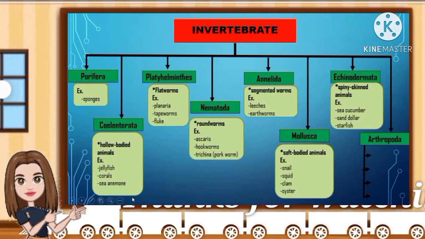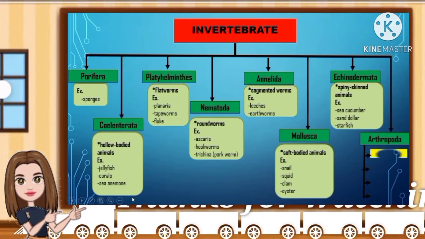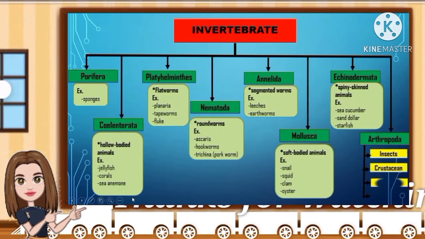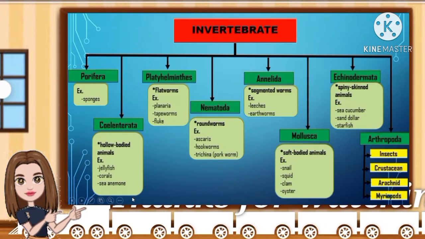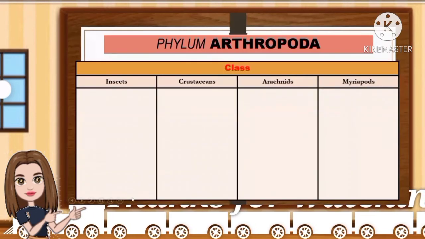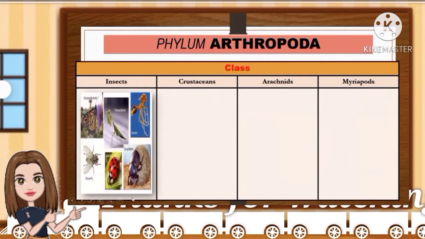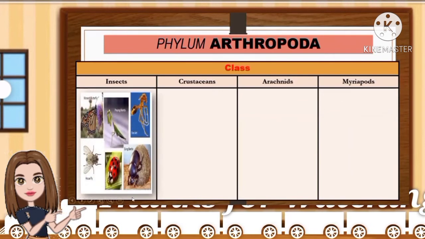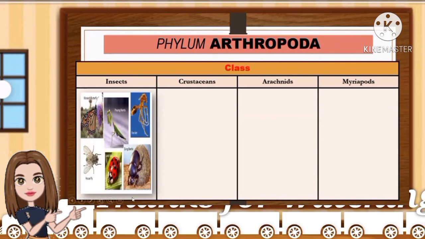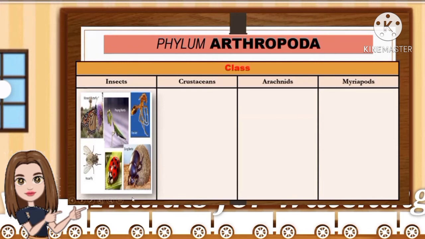These are animals with jointed legs. Phylum Arthropoda are classified into insects, crustaceans, arachnids, and myriapods. They are grouped based on the number of their legs. Insects have 3 pairs of legs. Most insects also have 1 or 2 pairs of wings, such as butterfly, bee, dragonfly, and grasshopper.